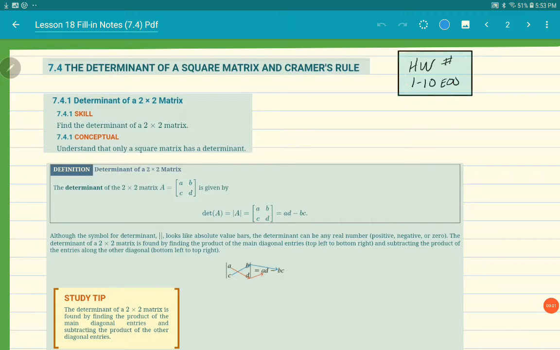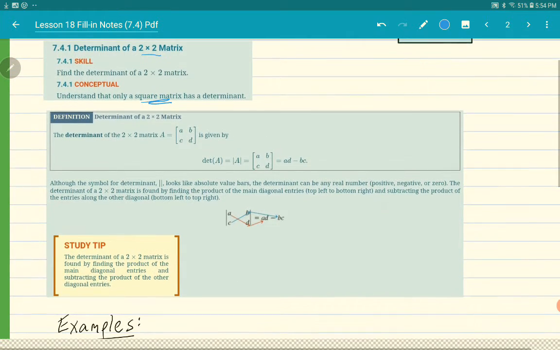In 7.4, we're learning about how to find the determinant of a square matrix and how to use Cramer's rule to solve a system of equations. So in 7.4.1, we're finding the determinant of a 2 by 2 matrix. Again, only a square matrix has a determinant. So here's how we find a determinant.